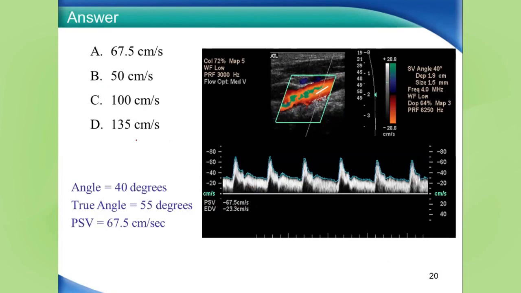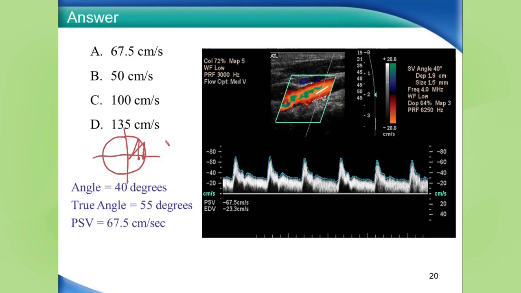I'm going to show you two different ways of doing this. One is the mathematical way, and one is basically just using the theory of what we said, okay? I told the system that the angle was 40 degrees, where the true angle should have been 55.